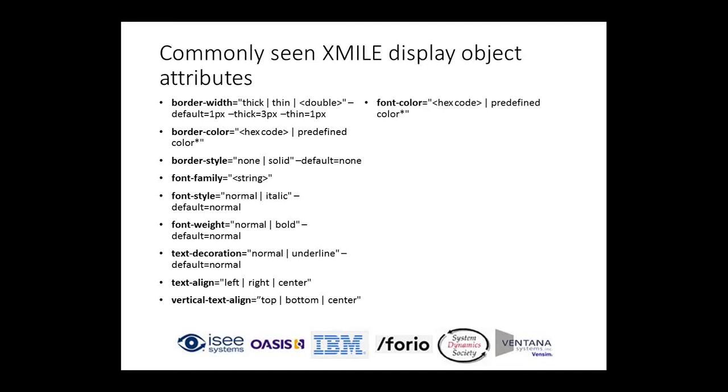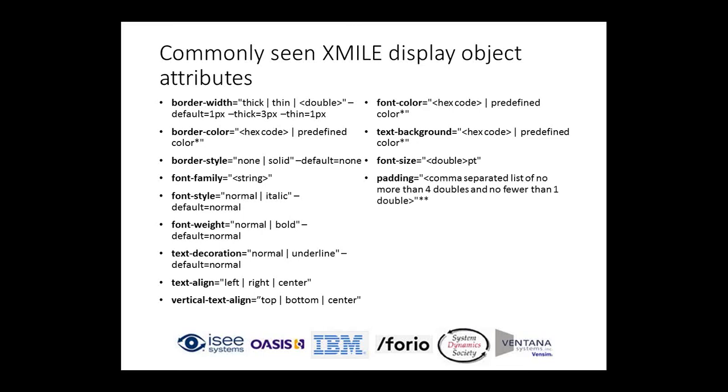Font color, which allows us to specify the color for any particular piece of text as an RGBA hex code or a predefined color. Text background, to describe the color on which the text is printed on top of. The font size, describing the size of the text. And padding, which describes the amount of space left around the edges of a display object. And again, all borrowed from CSS.